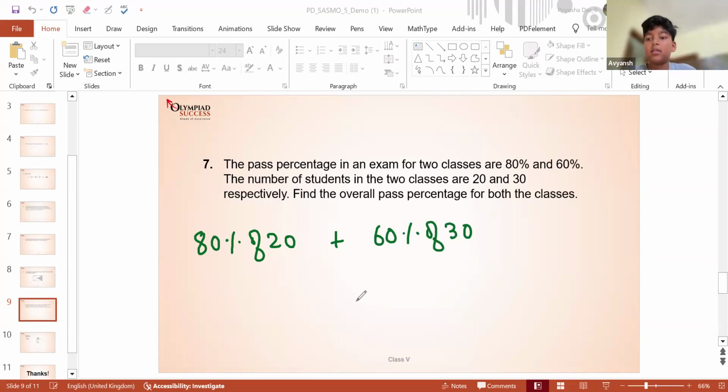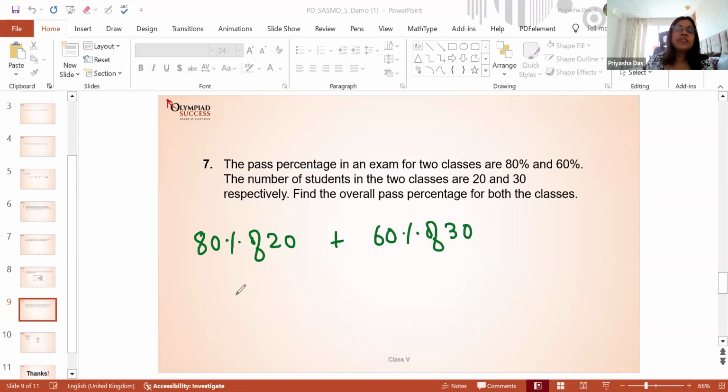Yeah. What's the value of 80% of 20? 80% of 20. Miss, doesn't it go into decimals?